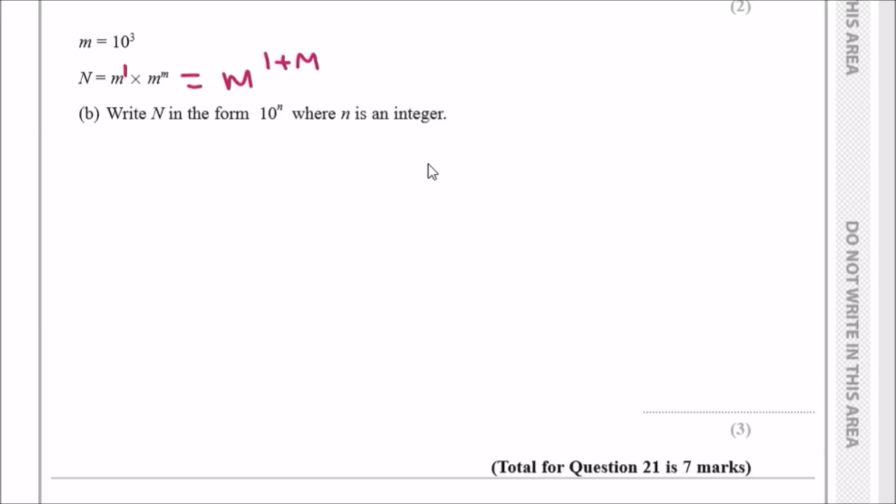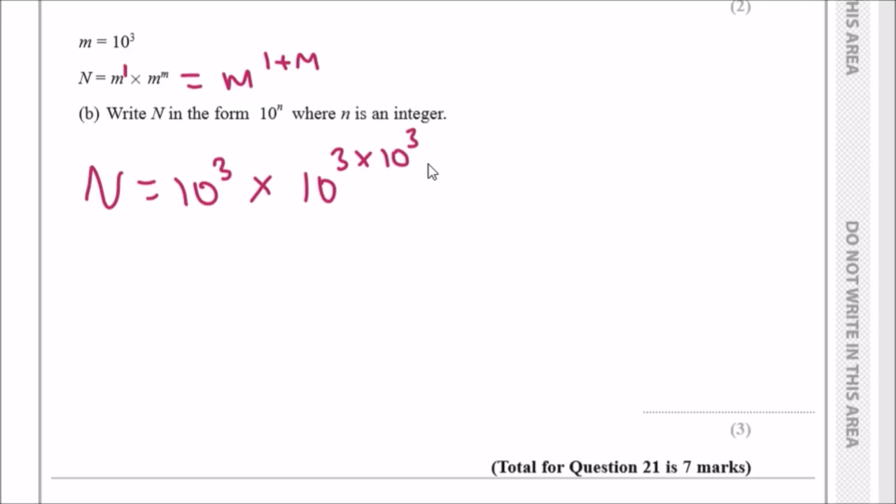Okay, so I'm going to go back to the beginning. So m here is 10 to the power 3, times 10 to the power 3 times itself as a power, which is also 10 to the power 3. So let's evaluate this. Write N in the form of 10 to the power n. You know what, let's see if you can smash this in the calculator. I wonder if you can actually do that. 10 to the power 3 times 10 to the power 3. Nope, you get error.